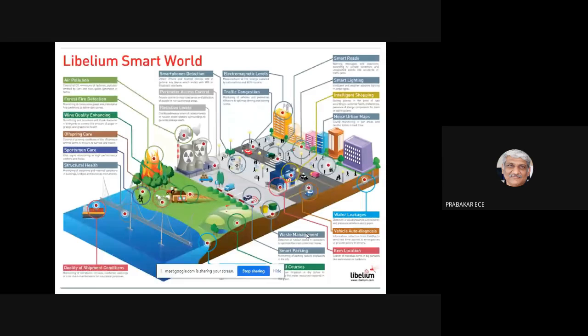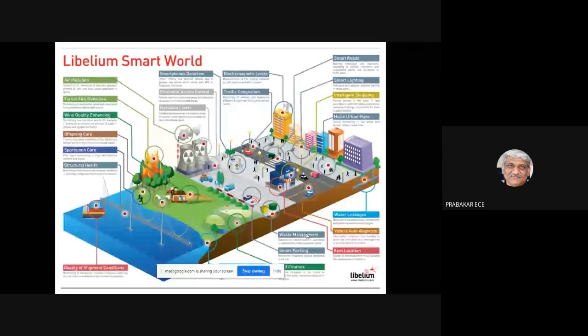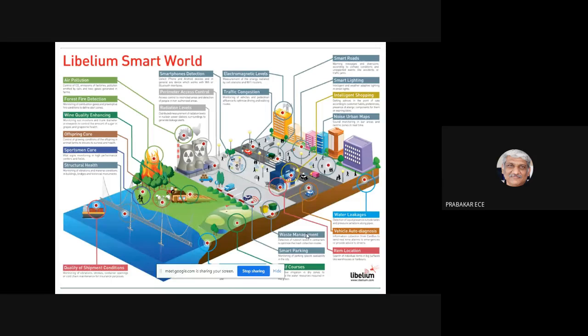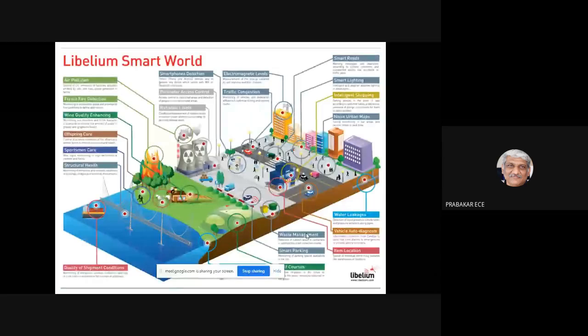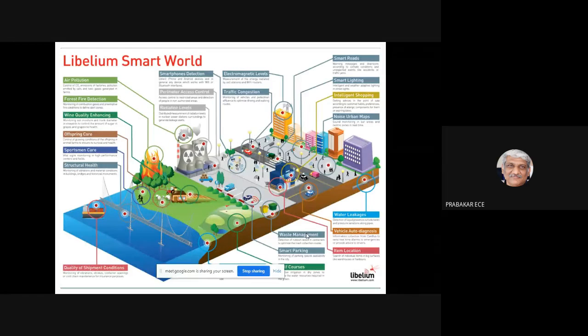Like air pollution, I think that is the most critical, especially in Delhi, New Delhi, where the air pollution goes above threshold. The forest fire detection, again, plenty of forest fires are occurring every day. And the quality of some products, they have given the wine quality. The offspring's care is possible.